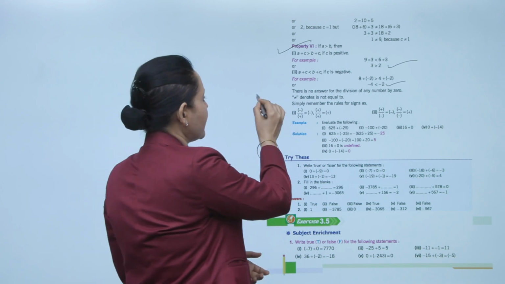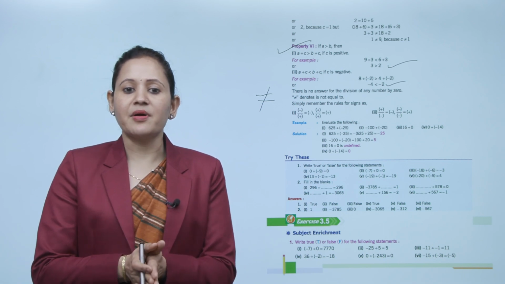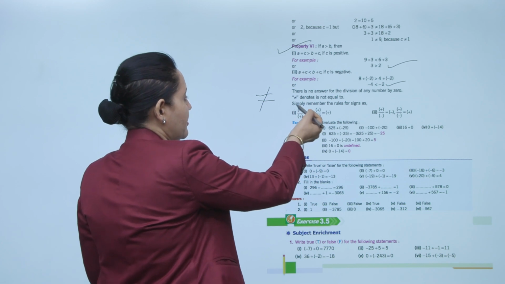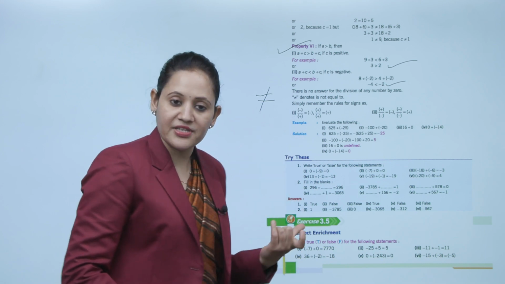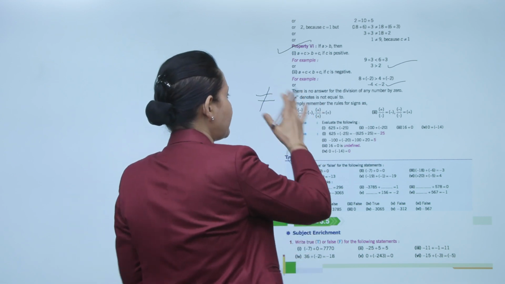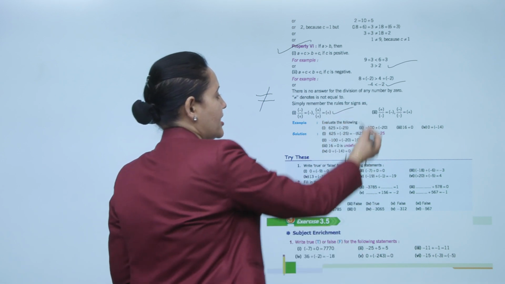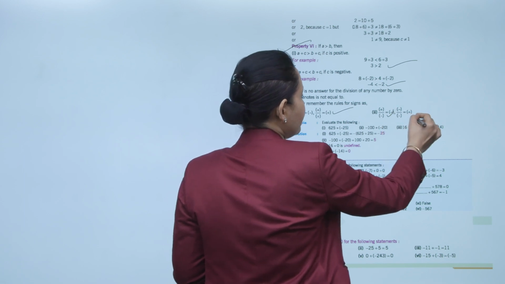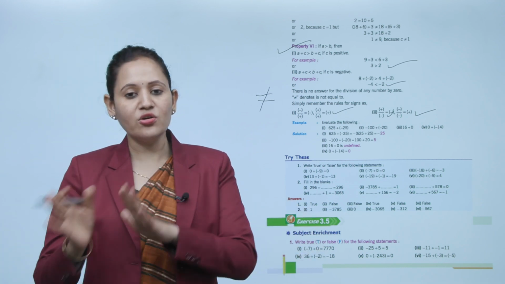This sign denotes not equal to. Clear? Simply remember the rules for the sign: if the dividend and divisor have different signs, unlike signs, then the quotient will be negative. If both have the same sign, both positive or both negative, the quotient will be positive. Here one is positive and one negative, so the quotient is negative. If both are negative, the quotient will be positive. Different sign means negative quotient, same sign means positive quotient.